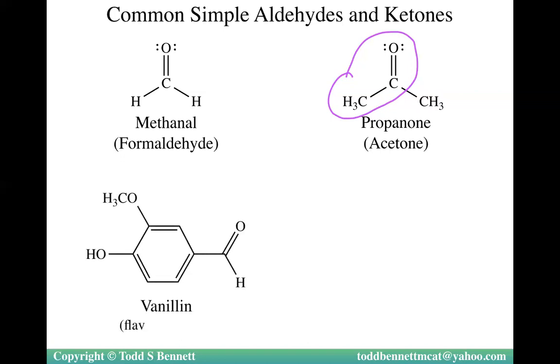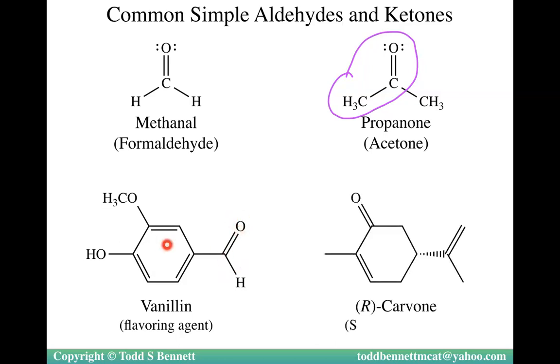Okay, a more complex structure, but vanillin, a flavoring agent found in vanilla items, has an aldehyde at this end. It's a conjugated aldehyde because of the benzene ring that's connected to it. And then finally, something like this, where it's an alpha-beta unsaturated ketone.